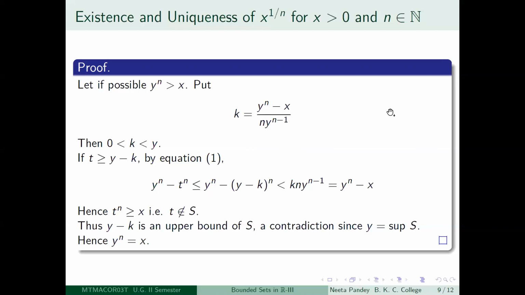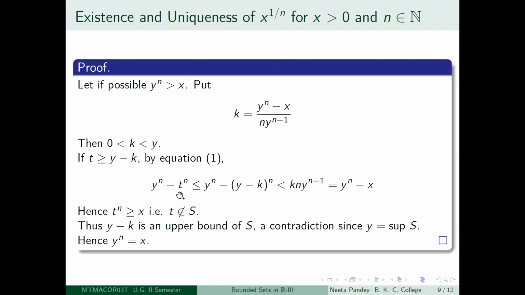So you realize that this is a back calculation, because what we wanted to show was that if y to the power n is greater than x, then I will be able to find a real number which is less than y and which is still an upper bound of S, which will lead to the contradiction because y was the least upper bound. So for that particular purpose, I want to decrease y by some k, and I keep writing it down, and from there I got this formula. It is not something which was just plucked from the sky or something like that.